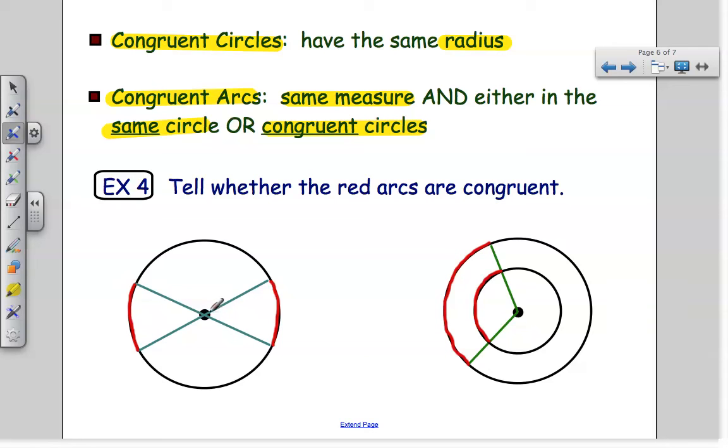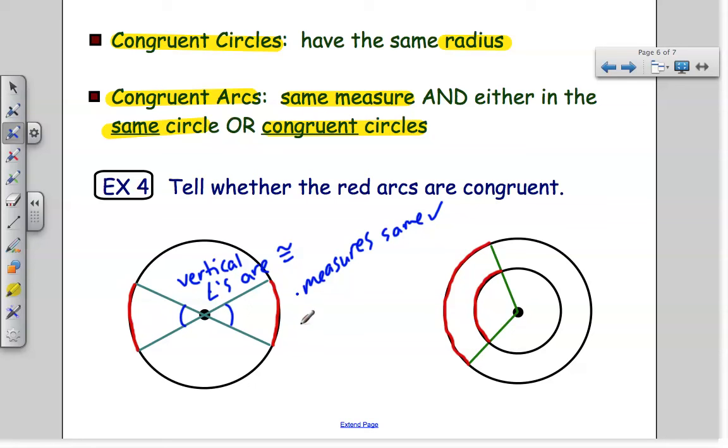Well, do these measures have to be the same? Are their central angles the same? Here's the central angles for those red arcs. What kind of angles are these, though? They're congruent because those are vertical angles. So since vertical angles are congruent, I know that the measures are the same. So checking that part off.